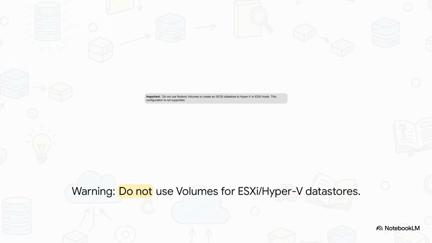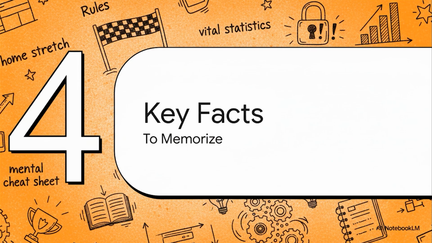I want you to burn this into your brain so you don't fall for this classic exam trap. If a scenario requires you to attach a data store to ESXi, you should be utilizing NFS, not iSCSI, through Volumes. Trying to use Volumes that way completely bypasses Nutanix's native data locality and architectural advantages for virtualization. Just don't do it. Okay, we are in the home stretch now.